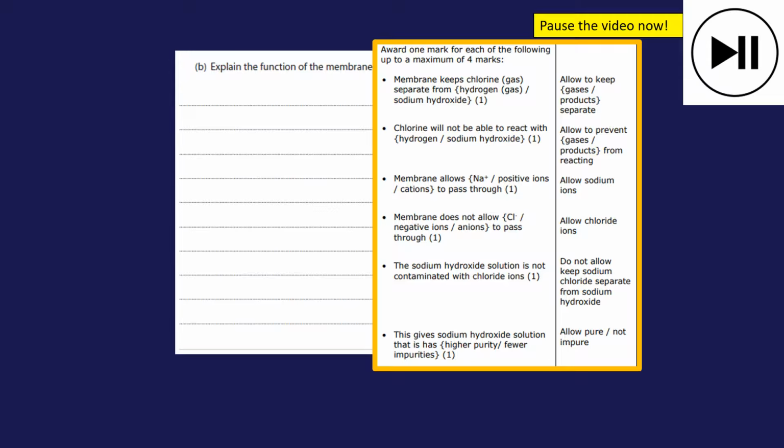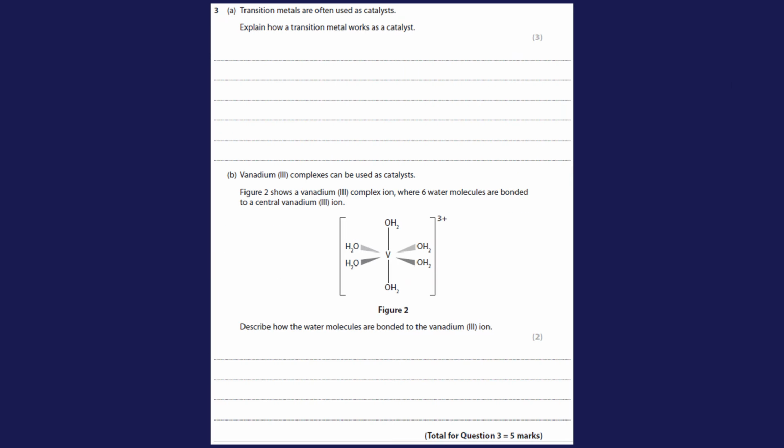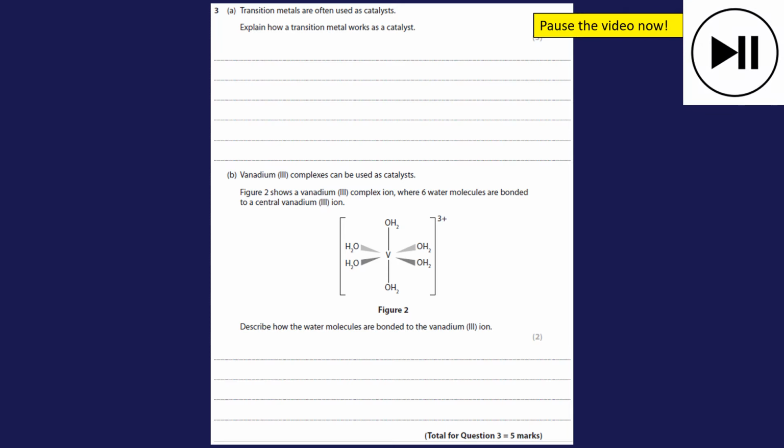Okay, so any 4 from that list is going to get you the marks there. Quite a tough question, that one. Moving on to question number 3. Transition metals are often used as catalysts. Explain how a transition metal works as a catalyst. So as always, I'm suggesting that we pause the video, and when you're ready to hear the answers, you unpause the video.